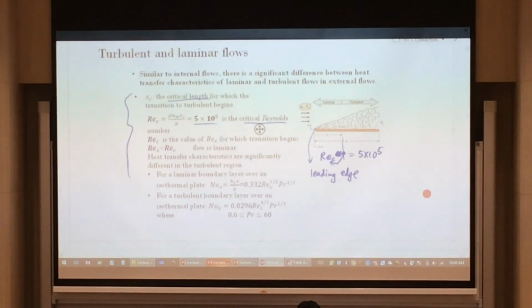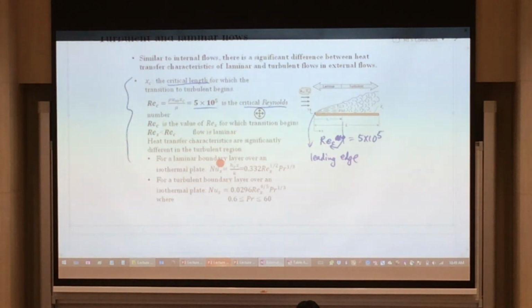And the corresponding Nusselt number is given by this expression over here, where this one is for the laminar region. So if you have a laminar region within your critical length, you'll be looking at the Nusselt number given by this expression. If you look at your turbulent region, that is greater than 5 times 10 to the power 5 for the Reynolds number, you'll be looking at this set of Nusselt number equations.